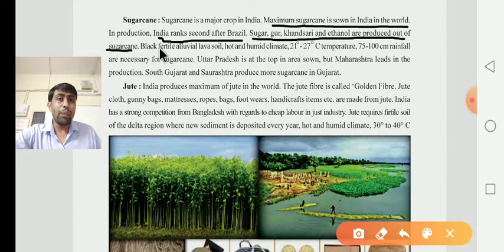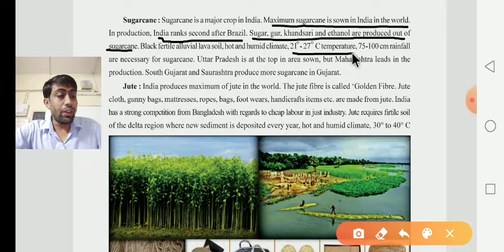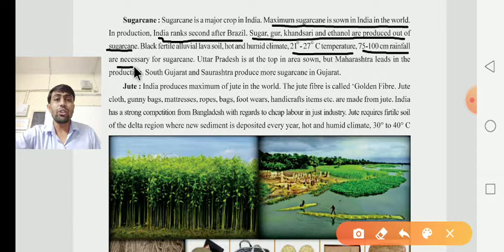Now it requires black fertile alluvial lava soil. Which kind of soil is required by sugar cane, dear children? The black fertile alluvial lava soil is required for sugar cane. Hot and humid climatic conditions, and it requires 20 to 27 degree Celsius temperature. And how much rainfall is required? 75 to 100 centimeter rainfall is required and necessary for the sugar cane.